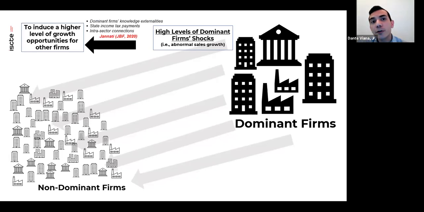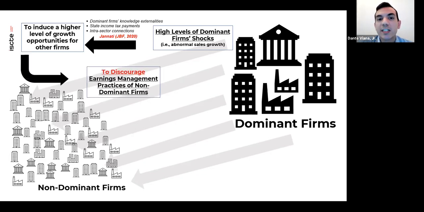For example, dominant firms' knowledge externalities or even state income tax payments. So, for example, when dominant firms grow abnormally, they can probably pay more taxes to the state, right? And consequently, the state can use this money to invest in economic development, and probably non-dominant firms will benefit from these investments. This is just one channel through which these shocks can benefit non-dominant firms. So through this process, non-dominant firms could feel less motivated to engage in earnings management practice because this could positively affect their results. This is just one channel that we are arguing here in our paper.